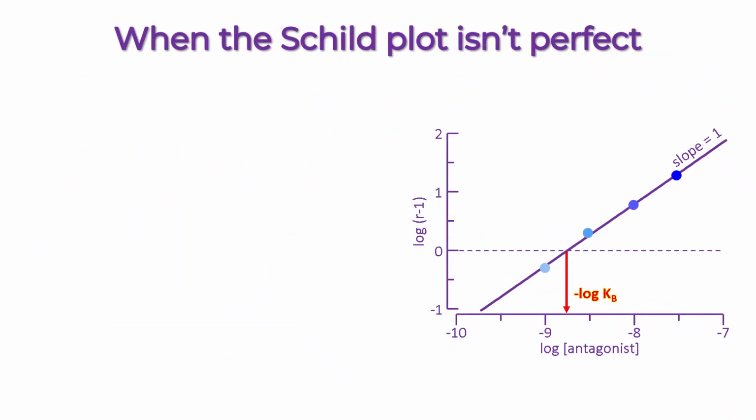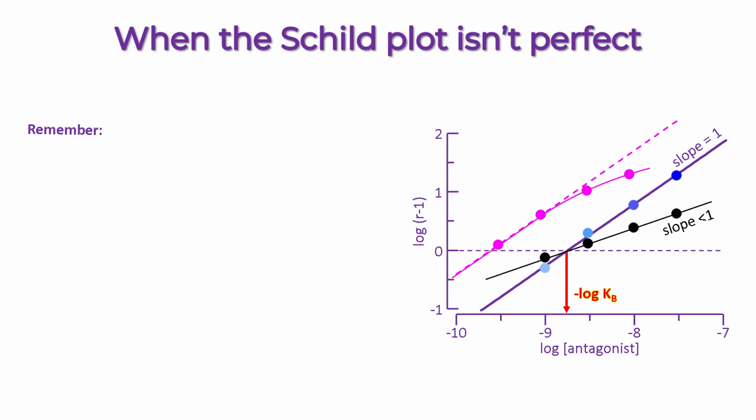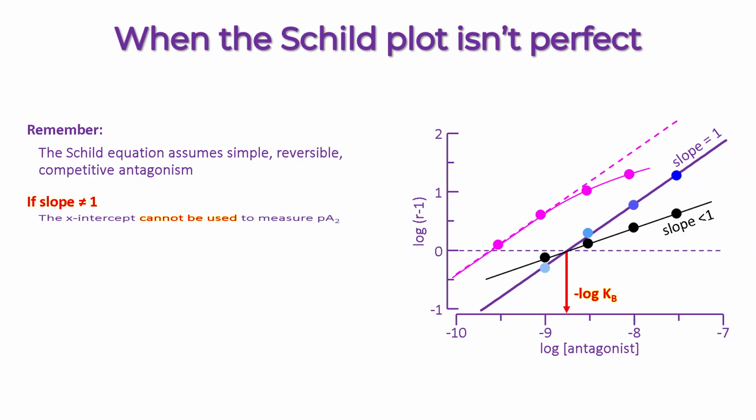In theory, the Schild plot for a competitive antagonist should be a straight line with a slope of 1. But in real experiments, that's not always what we see. The slope could be less than 1, or occasionally greater than 1, or the relationship may not be linear at all. If any of these situations occurs, it means that the data don't follow the assumptions of a simple reversible competitive interaction. In these cases, we can't use the x-intercept as a valid pA2 value because the Schild equation no longer accurately describes the system.